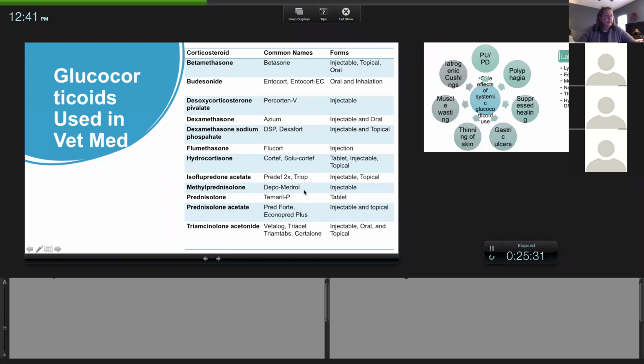Methylprednisone is Depomedrol, and that's injectable, but then you guys will use a lot of prednisone and prednisolone. Now, prednisone and prednisolone. Let me put it that way. It's the same drug, but if you look on the tube, when you get it, there's different percentages of hydrocortisone. If you read the back of the tube, it would tell you what percentage of hydrocortisone, so it's the same.